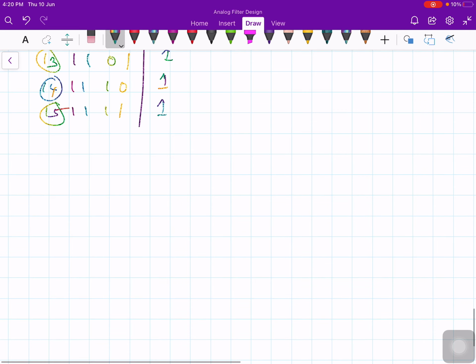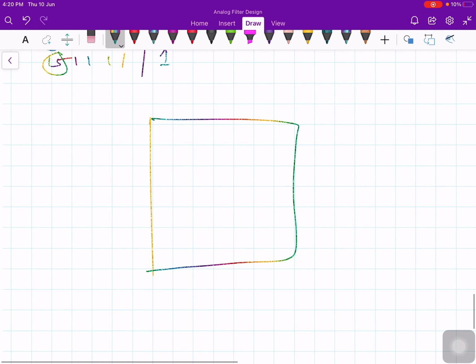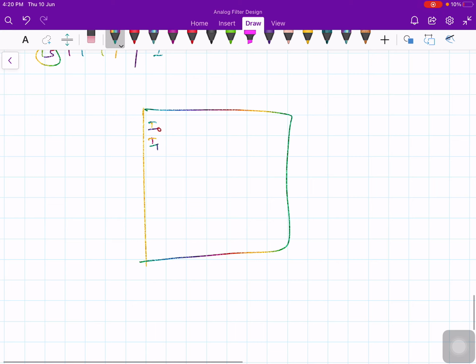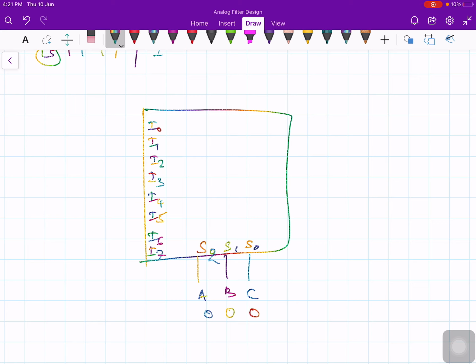Before that, let me draw the multiplexer. Here I0, I1, I2, I3, I4, I5, I6, I7. There are 3 selection inputs: S2, S1 and S0. Here I am giving A, B, C. Okay. Now if A, B, C equal 0, 0, 0, then I0 gets the path to the output. Right? I0 gets the path to the output.